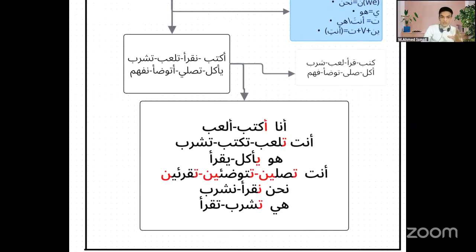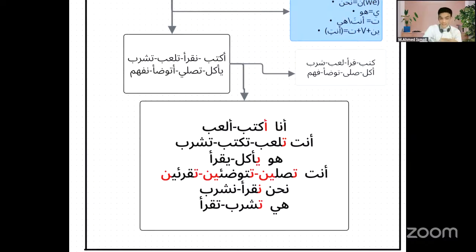But in general, you have 4 letters that come at the beginning of فعل مضارع: ألف, نون, يا, and تا. And every one of them has a meaning, or refers to one of the pronouns. Here we have some examples: أنا أكتب, I write. أنت تلعب, you for مذكر. And هو يأكل, he eats.